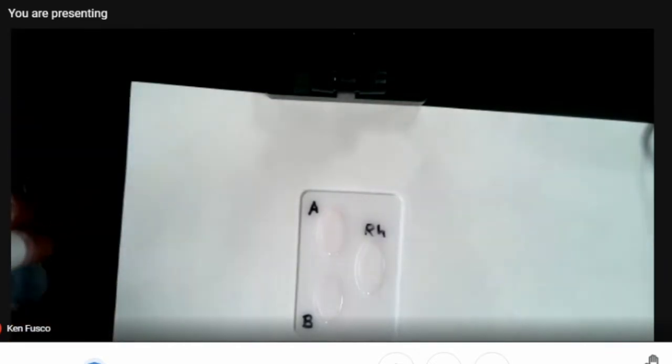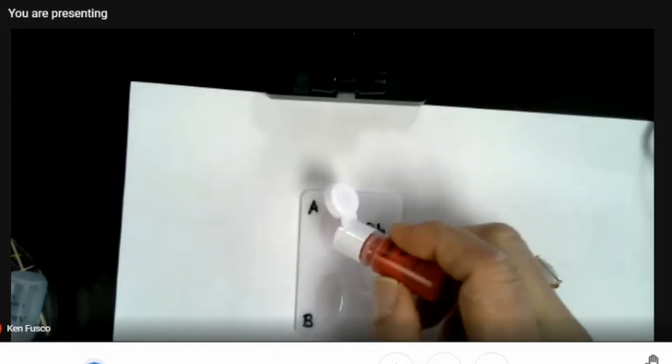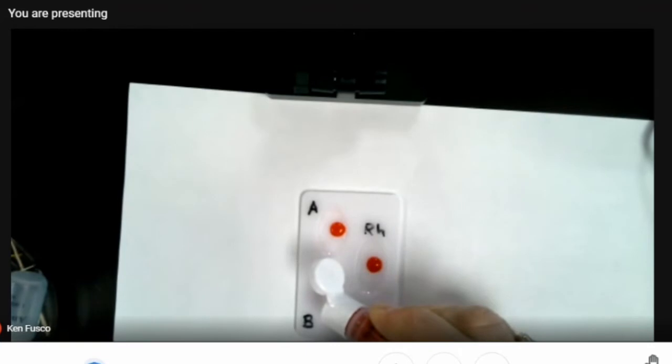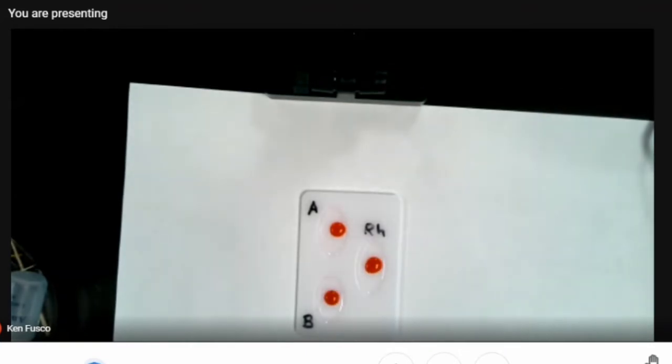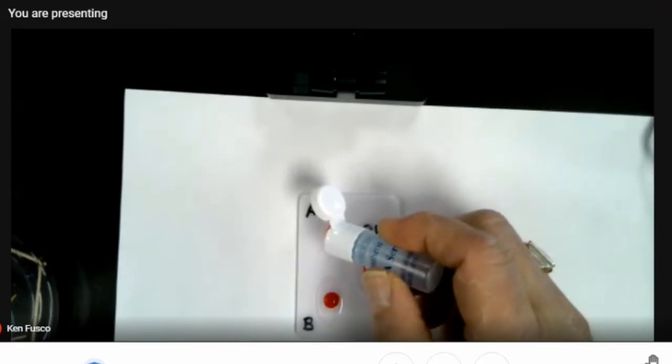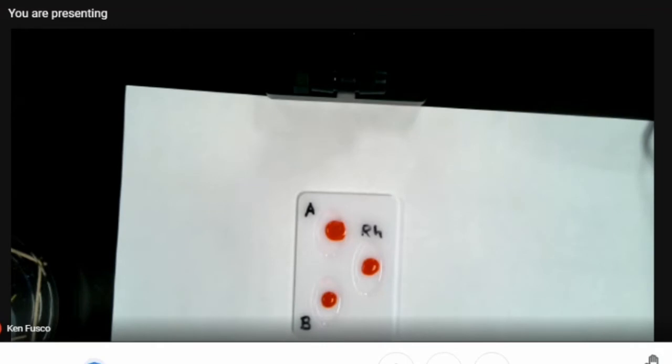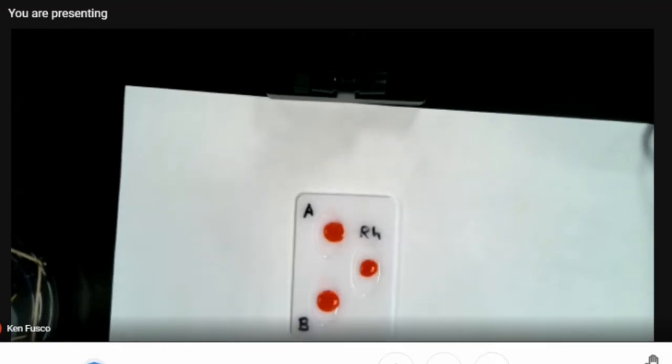So let me get patient 1 here. All right, so here we go. Okay. I'm going to put a drop of blood in each of these wells. And then I have the anti-serum. So here's anti-A. Anti-B. And anti-RH.